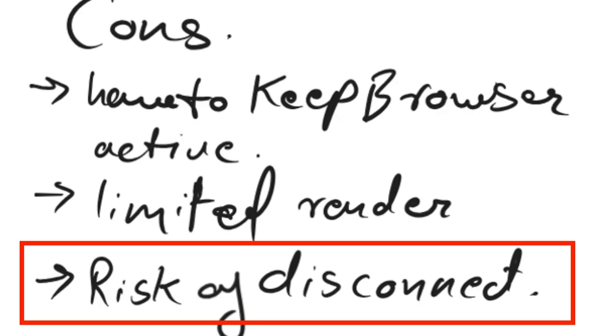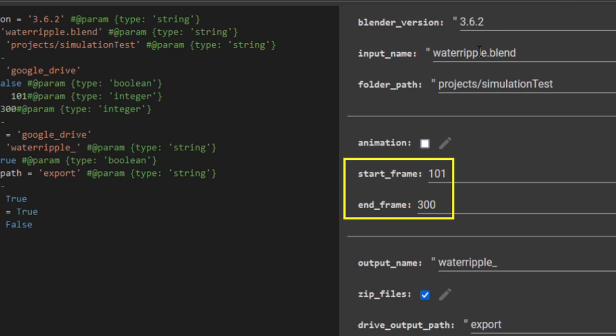Third con is the risk of disconnecting sessions. This will only happen if you are heavily using GPU. For example, if your project has 1 million polygons, photoreal lighting, or more than 100 materials and textures, then it will slow down and disconnect. For this, I would suggest to keep the frame size under 200 frames.